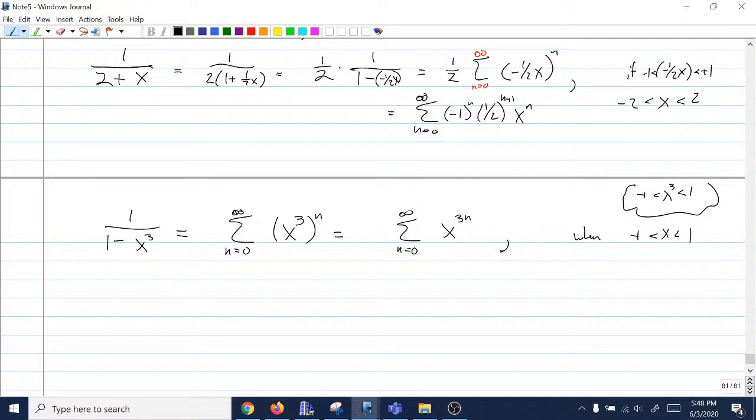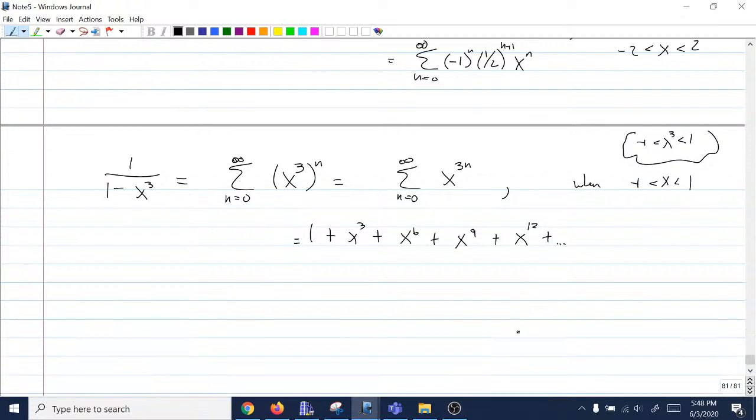What does this series look like? It looks like 1 plus, when n is 1, you get x cubed. When n is 2, you get x to the 6. When n is 3, you get x to the 9. I can believe that this is a power series that's just missing some of the terms. That just means you've got a coefficient of 0 on those terms.